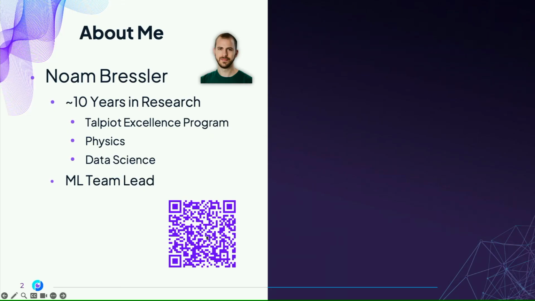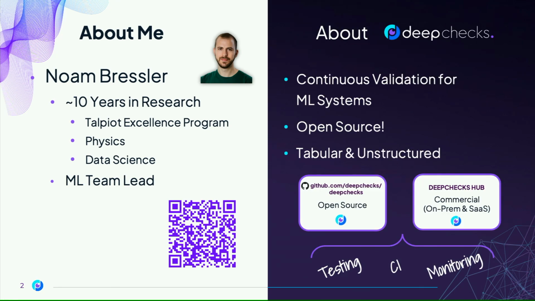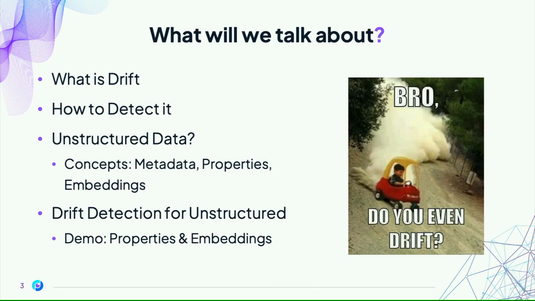My name is Noam. I lead the ML research team at Deepchecks, where we develop an ecosystem of tools for continuous validation of ML systems. I think we're best known for an open source product, aptly named Deepchecks, which helps data scientists and data engineers validate their models while developing. We'll be using a couple of examples from this open source repo during the demo at the later part of this talk. So we'll start by talking about what is drift and how we can detect it.